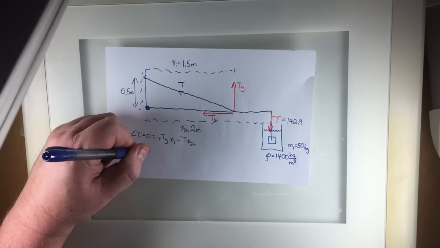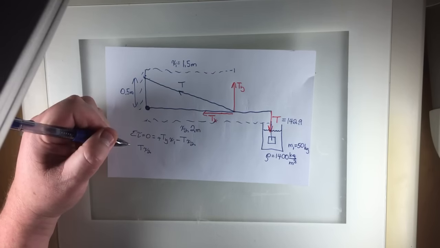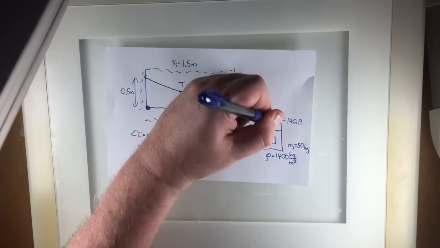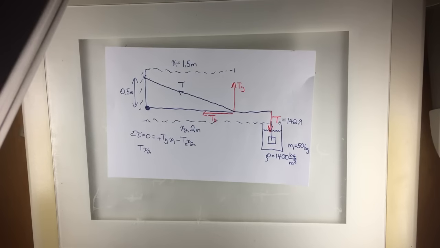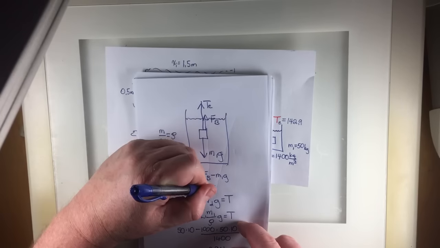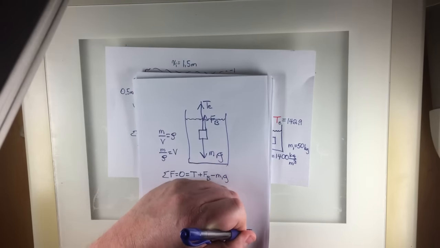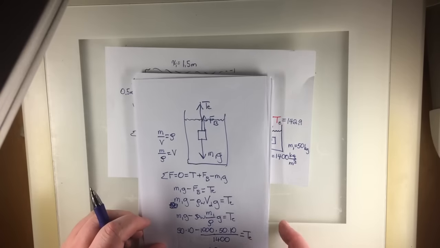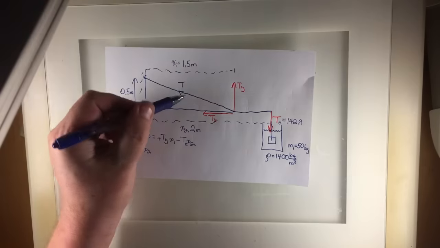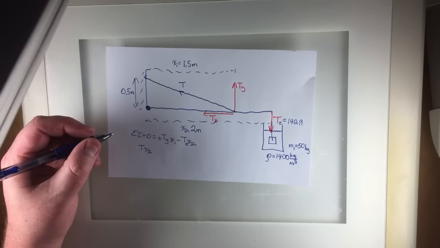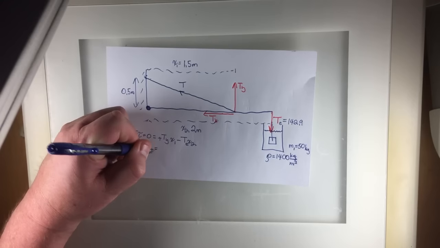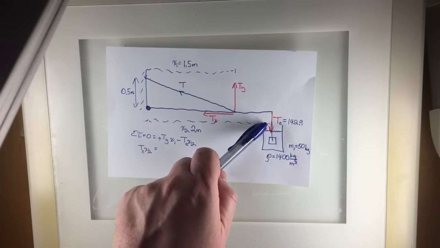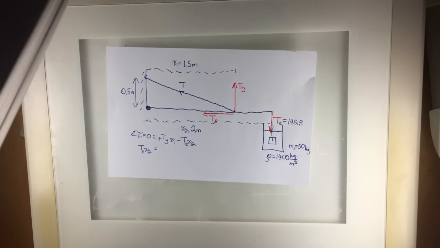So Tx2, and I really should make it T of the end, because T is the T of the string. Or you could use H for hanging, it doesn't really matter. But it makes a difference because this is the T that I'm looking for. Okay, so the tension we found earlier was not for the string. That was for that string right there. The 142? Yeah.